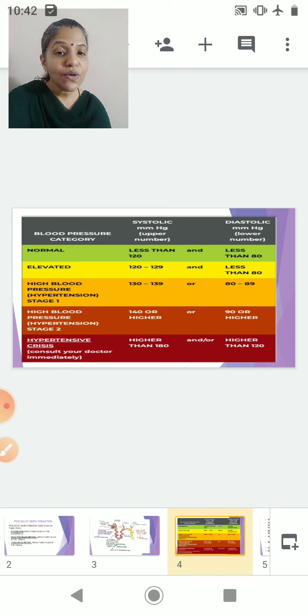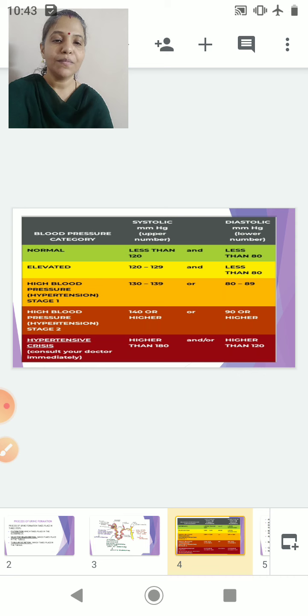Now what is the word opposite to hypertension? The word opposite to hypertension is hypotension. That is nothing but low blood pressure. So the blood pressure will be below 120 and 80. So normal blood pressure, hypotension and hypertension. Hypo means low blood pressure and hyper means high blood pressure.